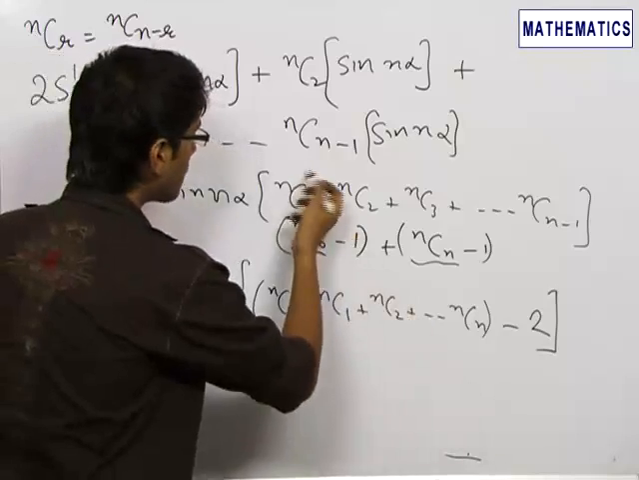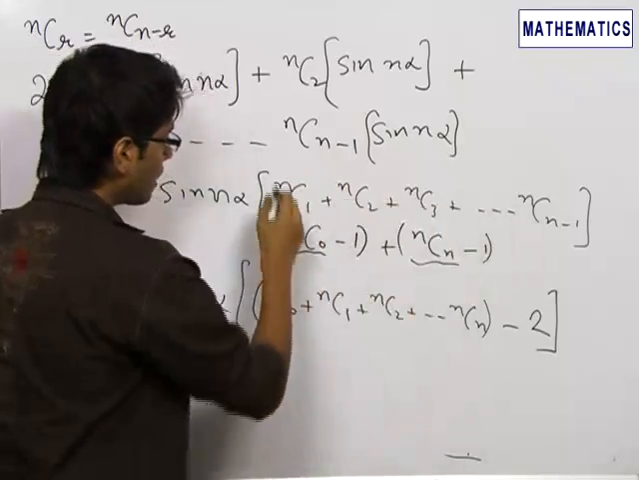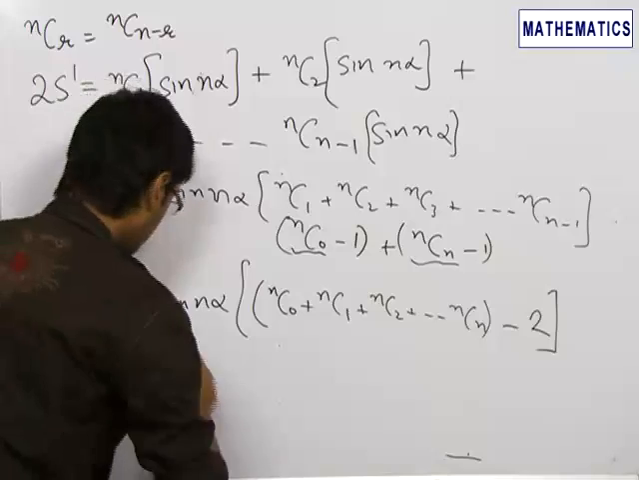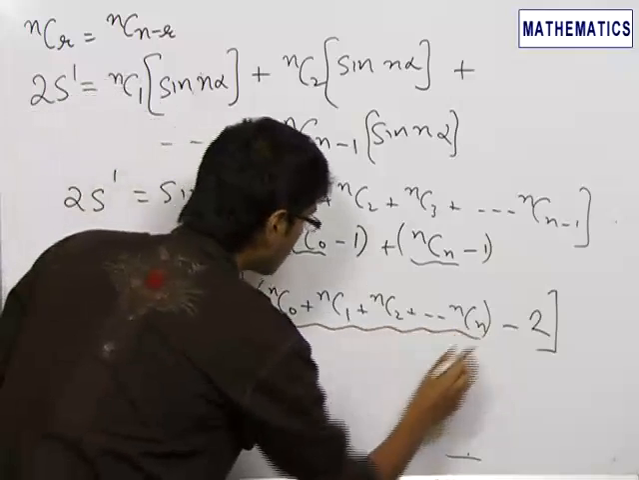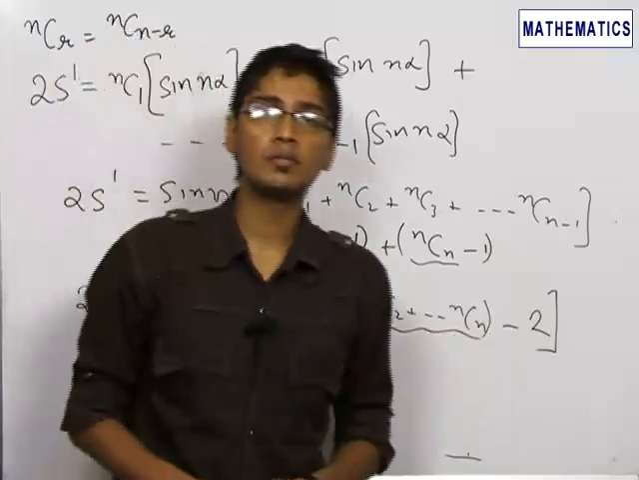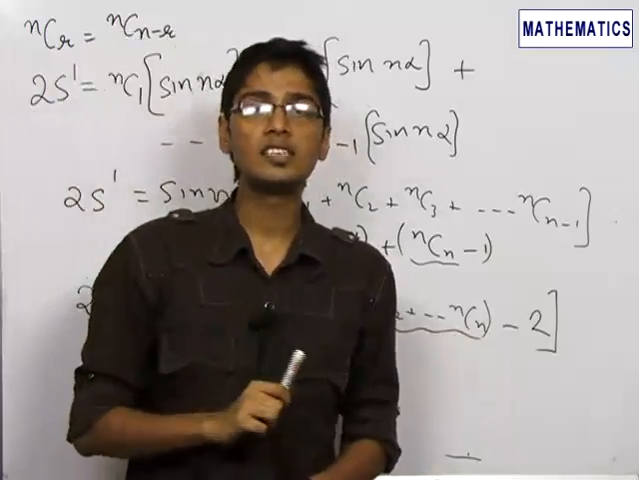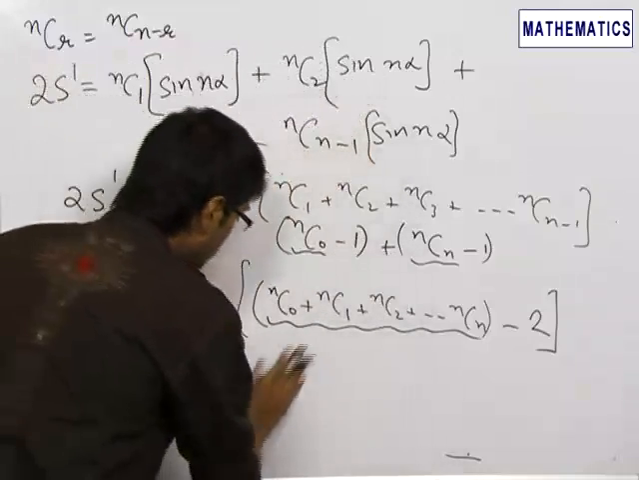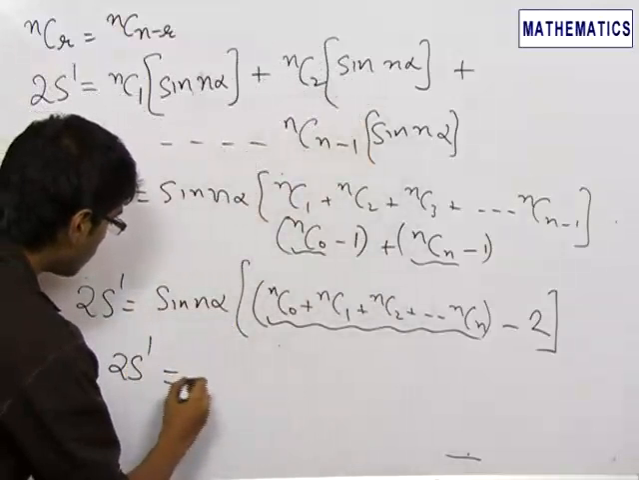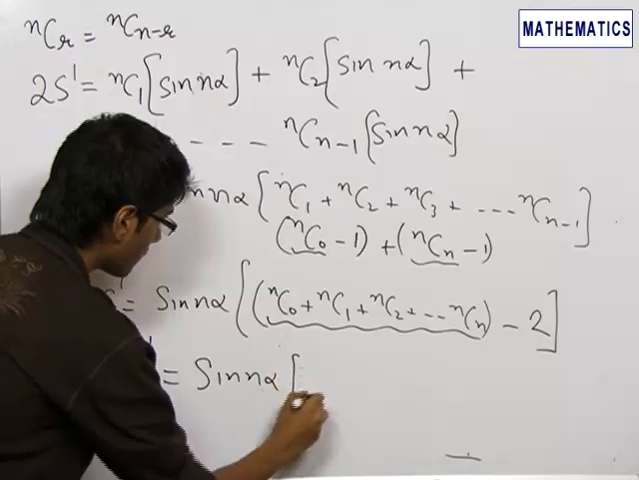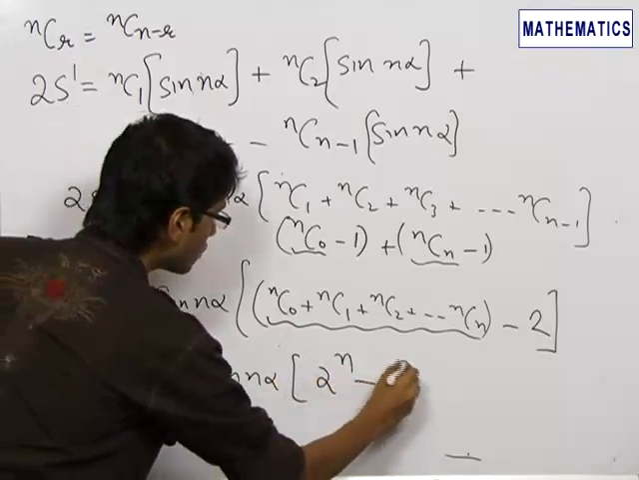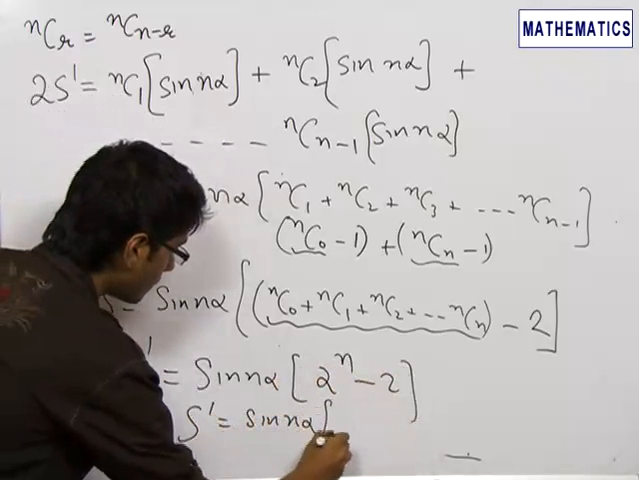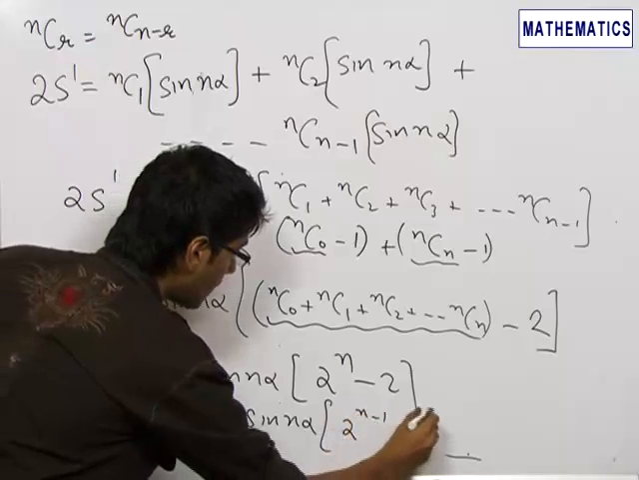We did this because there were two terms missing in the given expression. They were NC0 and NCn. So we added and subtracted the two given terms. Now we know the sum of this expression. You should always remember the sum NC0 plus NC1 plus NC2 up to NCn is equal to 2 power n, which we can very easily prove. So 2S dash is equal to sin n alpha into 2 power n minus 2. So we get S dash is equal to sin n alpha into 2 power n minus 1 minus 1.